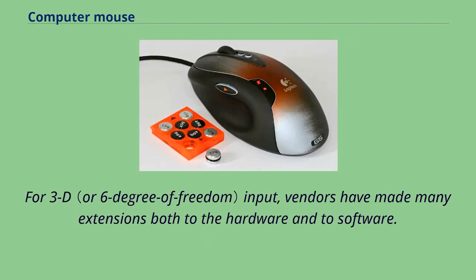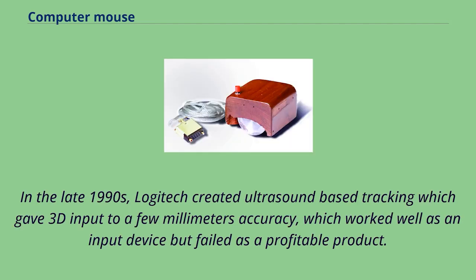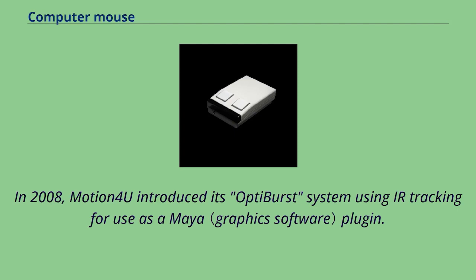For 3D input, vendors have made many extensions both to the hardware and software. In the late 1990s, Logitech created ultrasound-based tracking which gave 3D input to a few millimeters accuracy, which worked well as an input device but failed as a profitable product. In 2008, Motion4U introduced its OptiBurst system using IR tracking for use as a Maya plugin.